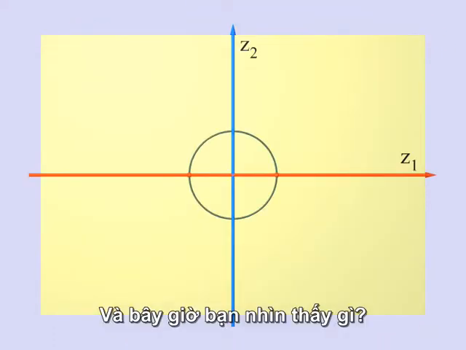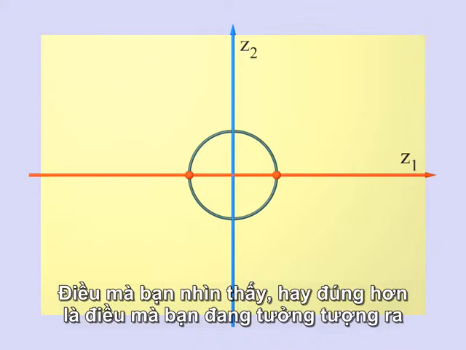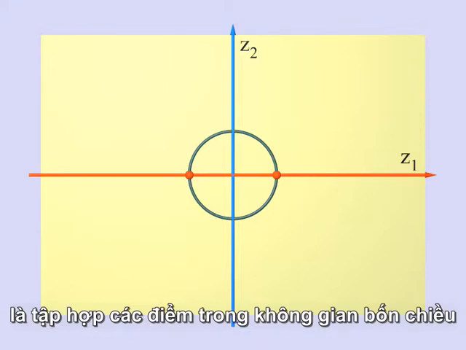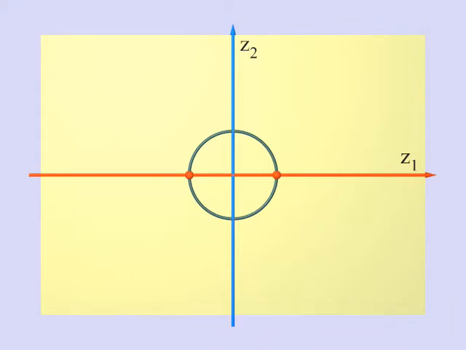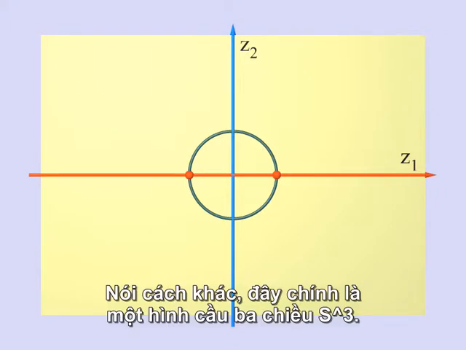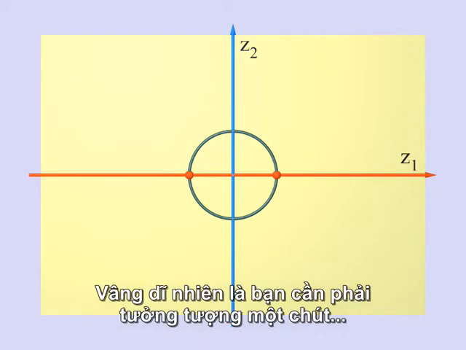Now what do you see? A circle? Yes and no. What you see, or rather, what you should imagine, is the set of points in four-dimensional space that are at distance 1 from the origin. In other words, this is nothing other than the three-sphere S3. Well, of course you need to have a little imagination.